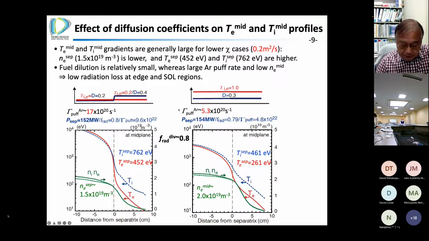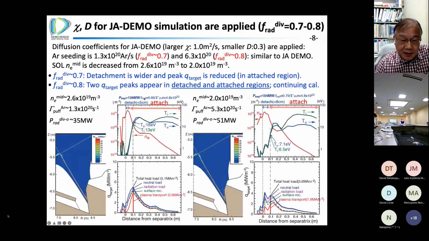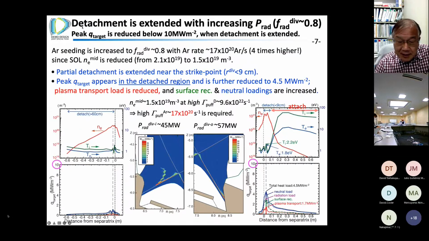Sorry, I changed the slide. This case, the 80% case, is the low diffusion case here. It's about 4.5 megawatt per square meter.